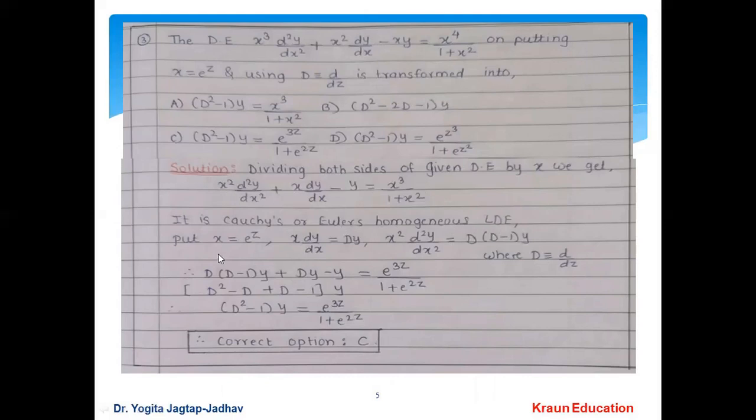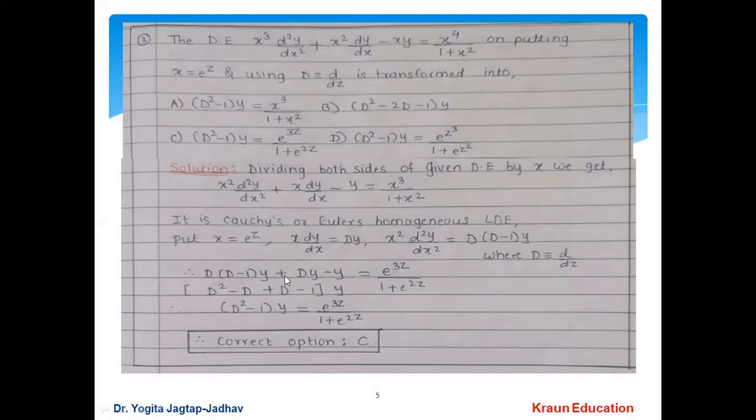Now we have to substitute x equals e raised to z. x dy by dx equals Dy, and x square d square y by dx square becomes D minus 1 operating on y, where D equals d by dz, right? Using all these in the given Cauchy-Euler homogeneous differential equation, we have D into D minus 1 operating on y plus Dy minus y equal to e raised to 3z upon 1 plus e raised to 2z.